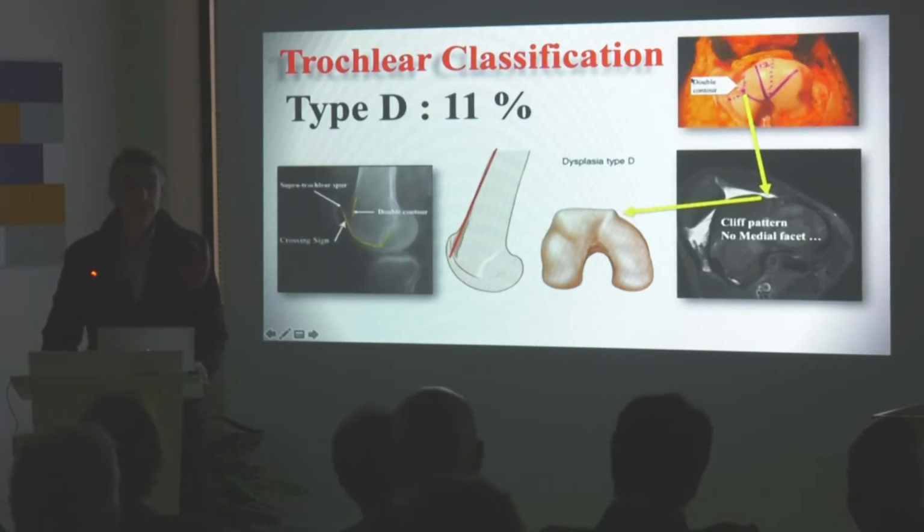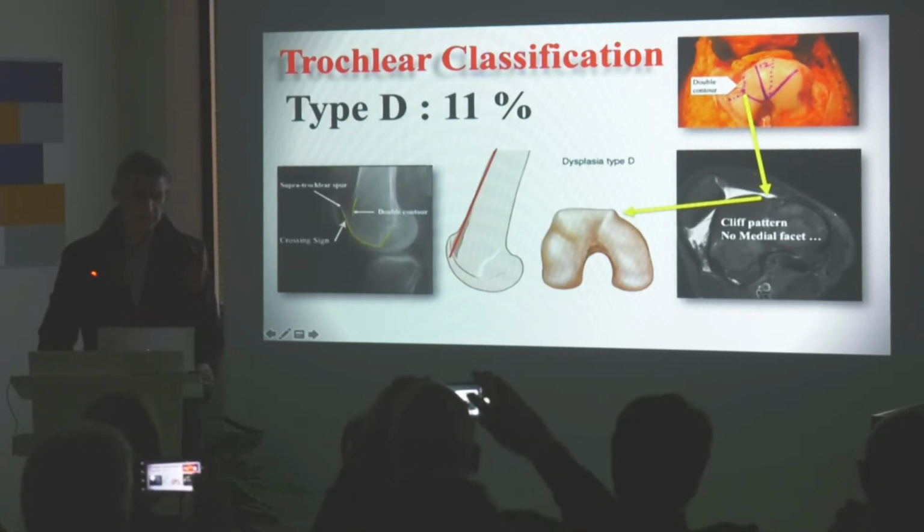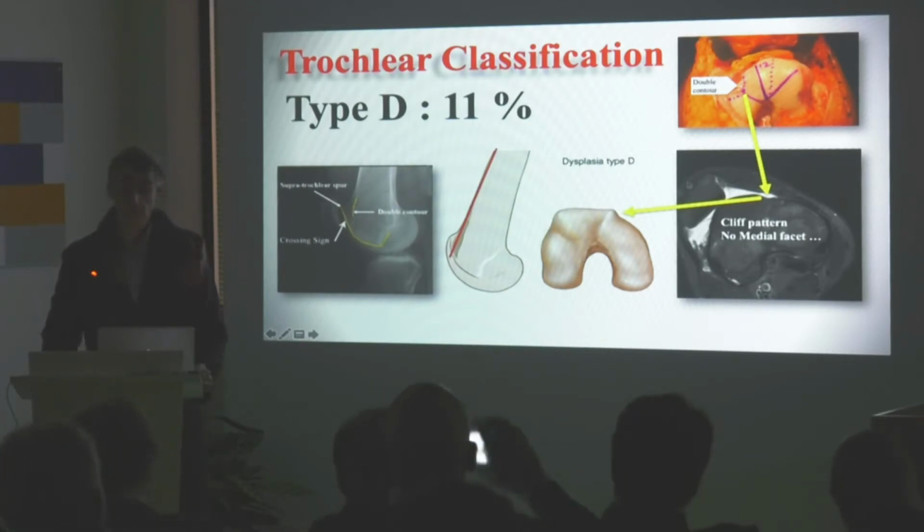And then the type D, which combines everything. You have the crossing sign, you have the supratrochlear spur, you have the double contour, and this is exactly what a type D is. So you understand that when you have such a trochlea, it is impossible to make your patella stable in front of that, even with the best MPFL.